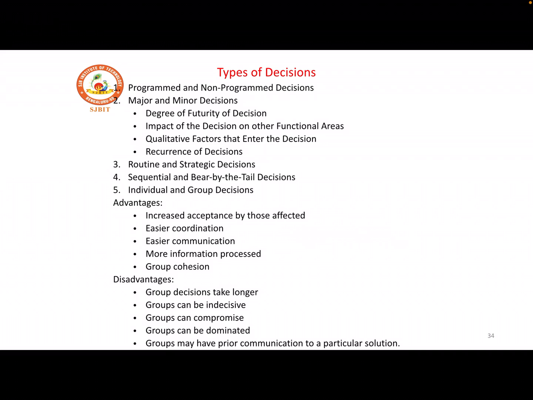Group decisions take longer time. You will sit with a group, you will argue, you will fight, you will deliberate. It takes more time to arrive at a conclusion. You have seen a lot of meetings without any conclusion. Groups can be indecisive, so you cannot come to a proper decision. Groups can compromise. A few people will compromise, okay, we will do this and that. Groups can be dominated. A few people will try to dominate the group. Groups may have prior commitment to a particular solution.